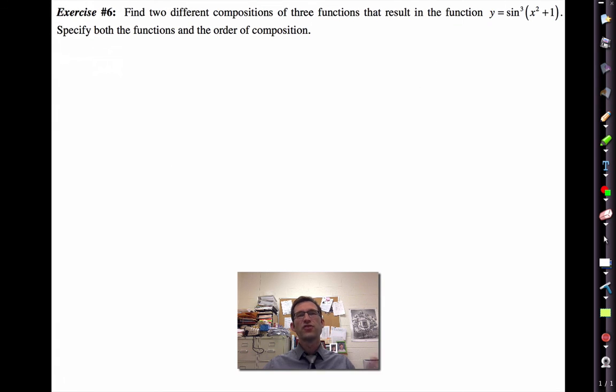All right, let's do one more. Number 6, find 2 different compositions of 3 functions that result in the following function. Specify both the functions and the order of composition. All right, now there's a little bit of trig notation in here that you should know at this point, but you may not know. I'd like you to pause the video now and attempt this, and then if you're confused about the trig notation, we'll talk about that in a minute, and then we'll pause the video again, okay?